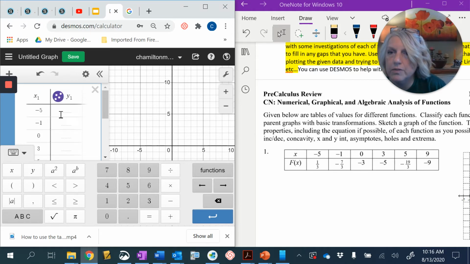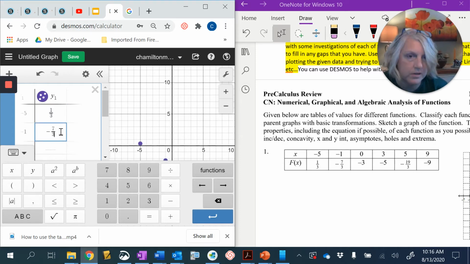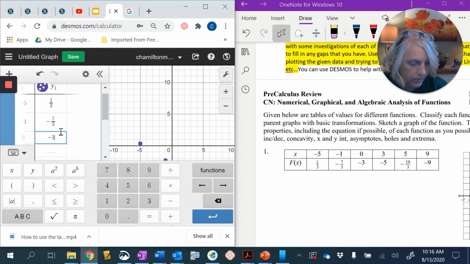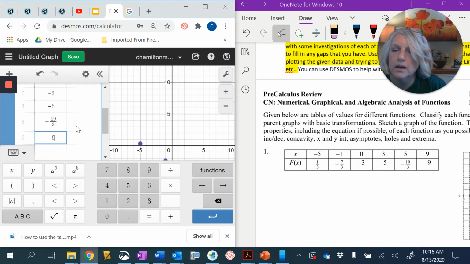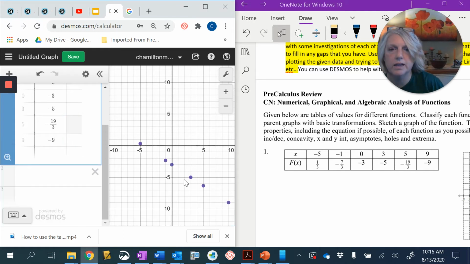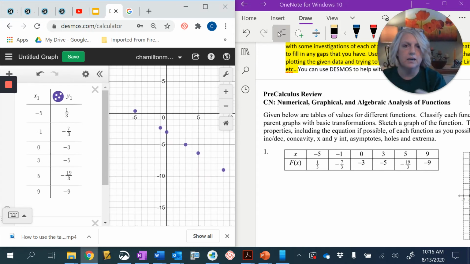And then I can come over here and I can add in the values for the function. So we have 1/3, -7/3, -3, -5, -19/3, and -9. All right, now once I've done that, and you can kind of see here, and you can move around your scale, I can start to see what those data points are going to look like.